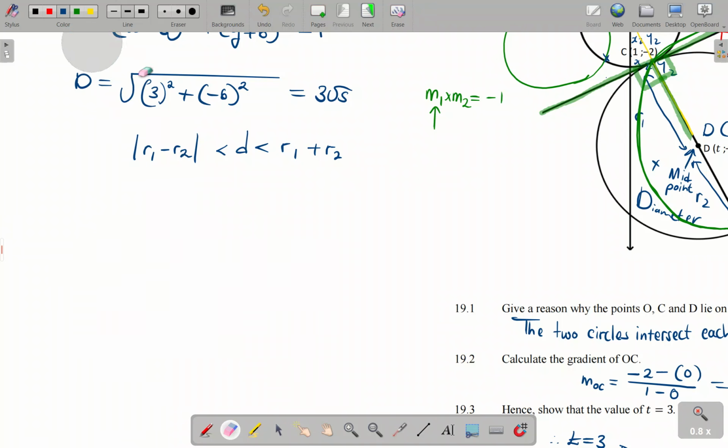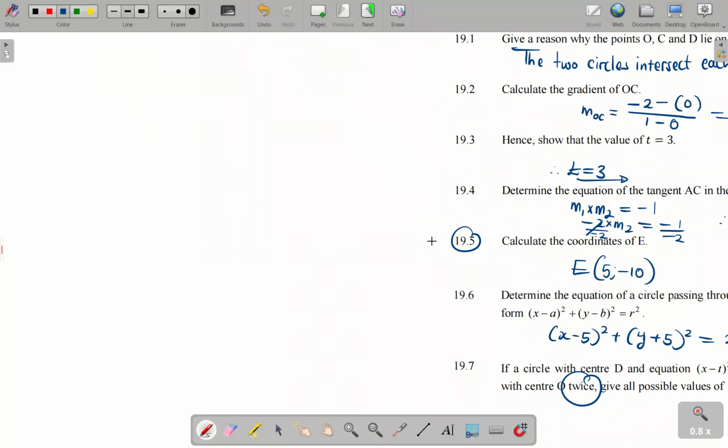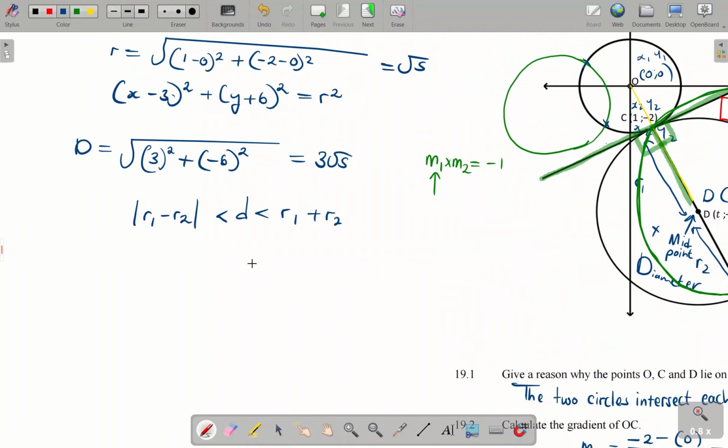So now I'm just going to use this thing. It should be done by now, guys. So now you know the distance between their centers is 3 square root of 5. So guys, use this formula when they say a circle cuts another circle twice, calculate the values of R, the possible values of R that you're going to get. You use this formula. So you put the distance that you have there between the centers.